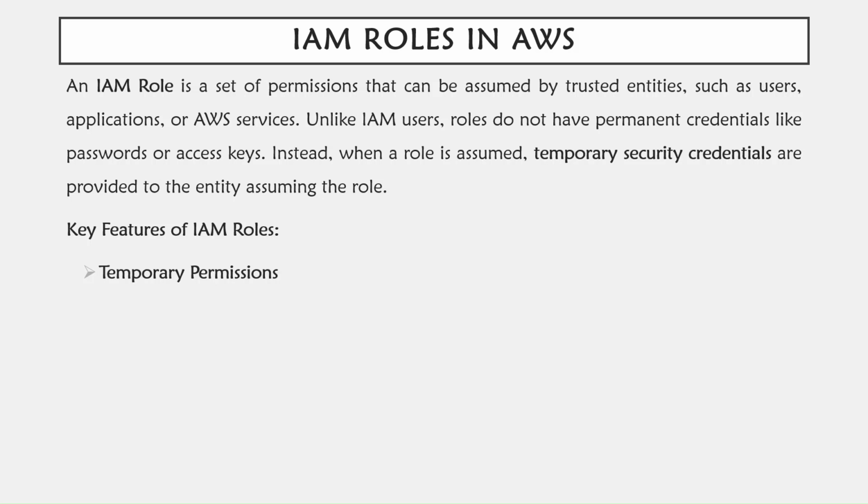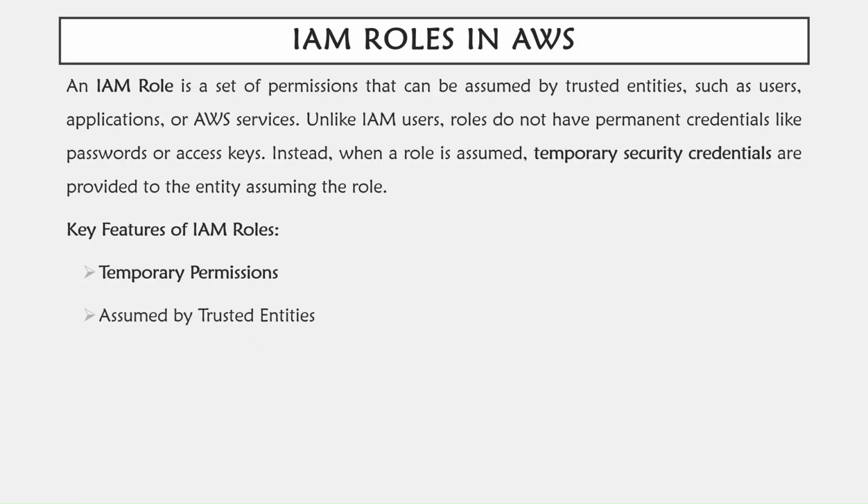So they are used as temporary permissions. A role provides temporary security credentials that allow trusted entities to perform actions on AWS resources for a limited time. Once a role is assumed, the trusted entity can perform actions defined in the role policies, but the credentials are valid only for a specific period.